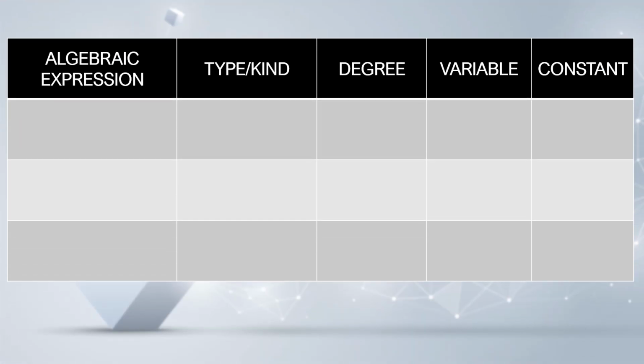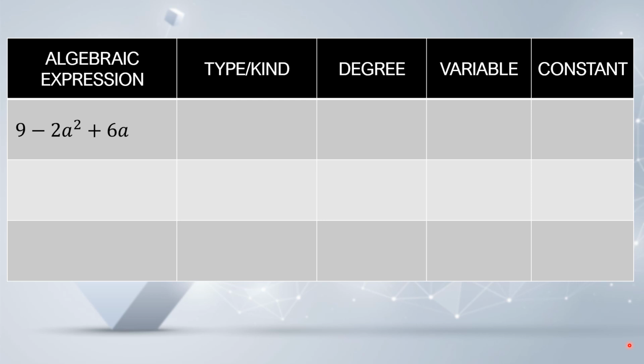So, ito yung mga halimbawa kung paano natin i-classify ang given na algebraic expression. Meron tayo ditong type or kind. So, ang pagpipilian natin doon ay simula sa monomial hanggang multinomial. Ang degree naman ay simula sa constant, linear hanggang quintic. Sa variable, kung ano yung given na letter. At constant, kung ano yung given na number na walang katabing variable.